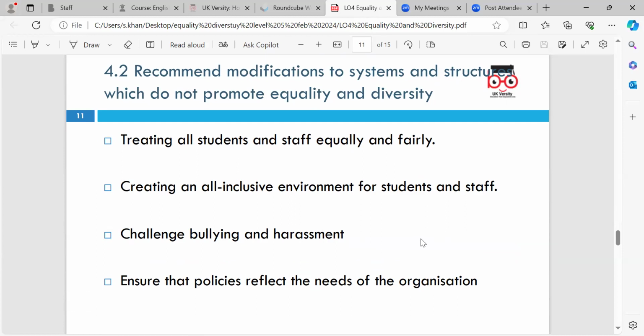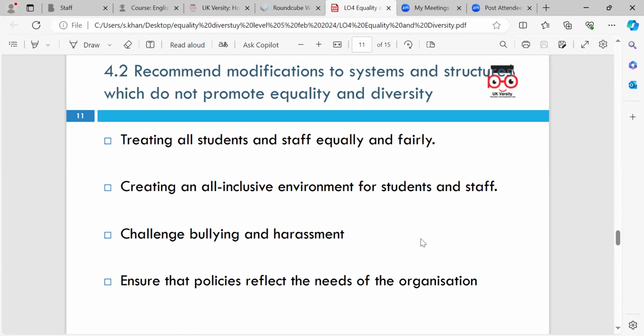Creating an all-inclusive environment for students and staff, so making the environment a safe place, but a welcoming place as well. Challenging bullying and harassment, and sometimes we hold back a little bit on challenging this, but it's really important that we challenge it and try to prevent it, because if we don't challenge it, it'll keep happening over and over again.